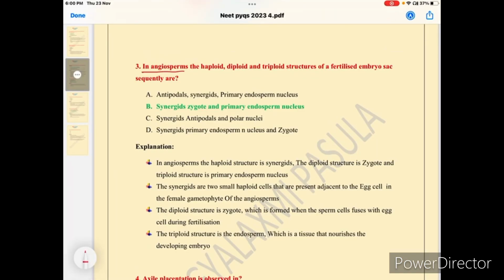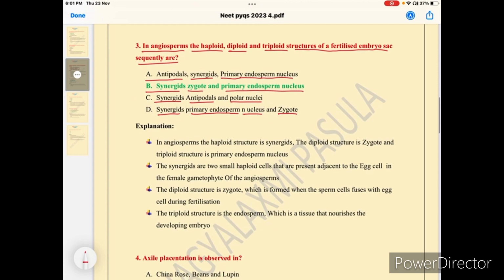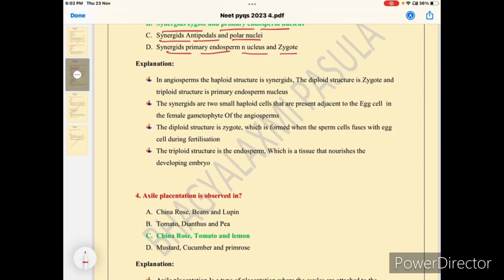In angiosperms, the haploid, diploid and triploid structures of a fertilized embryo sac respectively are: option A, antipodals, synergids and primary endosperm nucleus; option B, synergids, zygote and primary endosperm nucleus; option C, synergids, antipodals and polar nuclei; option D, synergids, primary endosperm nucleus and zygote. Let us see the answer. Option B, synergids, zygote and primary endosperm nucleus. Let us see the explanation.